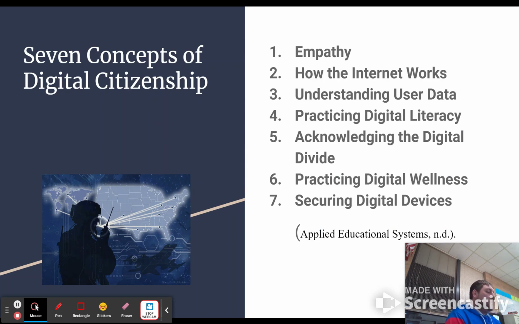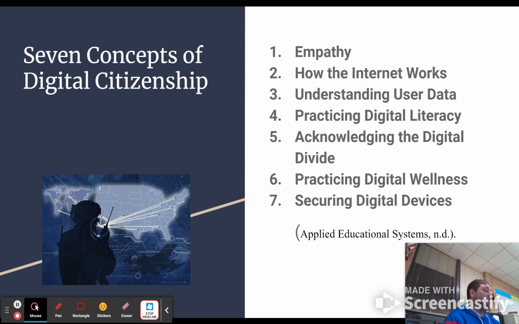First of all, my resource here is the Applied Education Systems, and it talks about the 7 concepts of digital citizenship. The first one is empathy. The second one is how the internet works. The third one is understanding user data. The fourth one is practicing digital literacy.